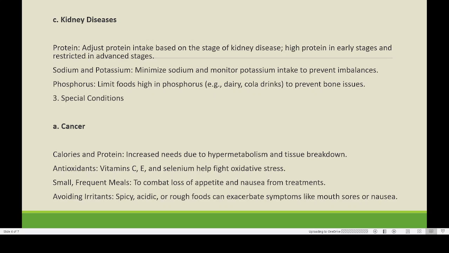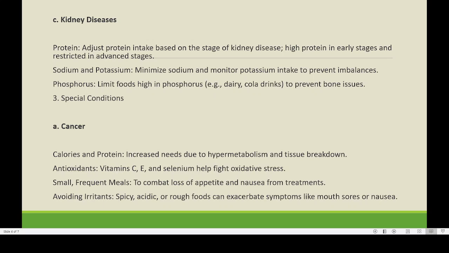Then what can you do in the case of a kidney disease? What are the types of nutrients which are advised during the time of a kidney disease? As far as protein, adjust protein intake based on the stage of kidney disease. High protein in early stages and restricted in advanced stages. When a kidney is having some problem, it may not be able to process too much protein.